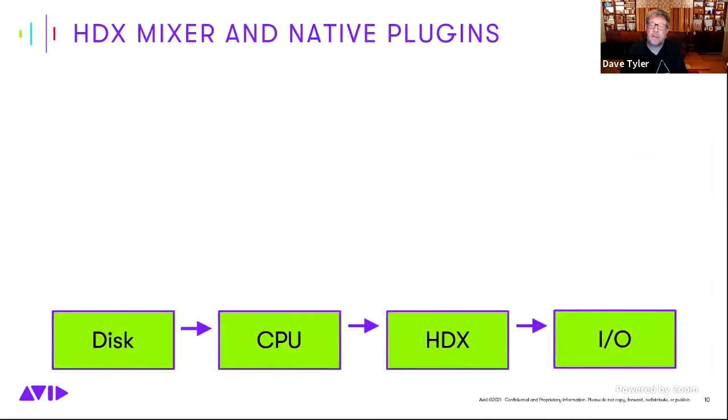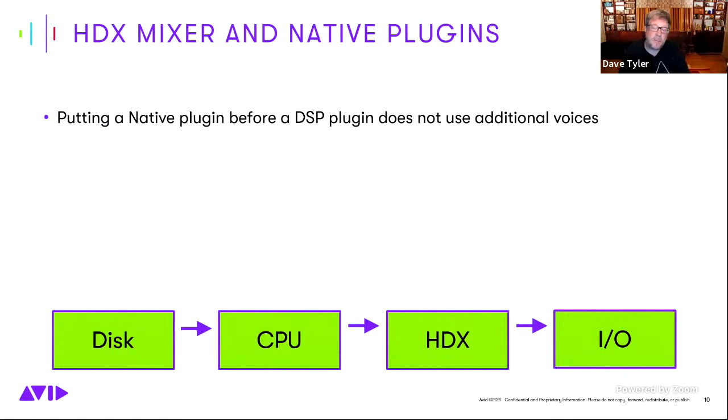So to illustrate what I mean, there's a very simple diagram showing the path of an audio track from disk. Obviously, it goes through the CPU because the disk is attached to your computer, so the CPU has to handle that. Then pass through to the HDX card, which is where our mixer resides, and then out from there to our I/O. So if you put a native plugin before a DSP plugin on an audio track, then it doesn't use any additional voices. There's no issue there because the audio's come off disk, it's gone onto the CPU, to the HDX card, and so on.